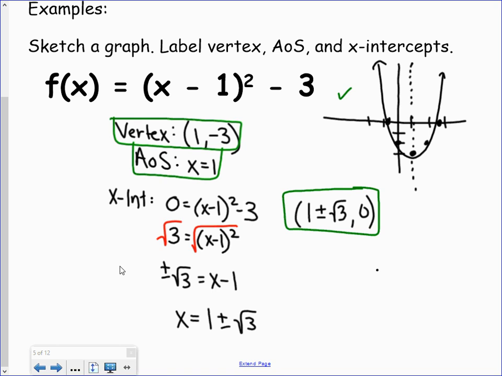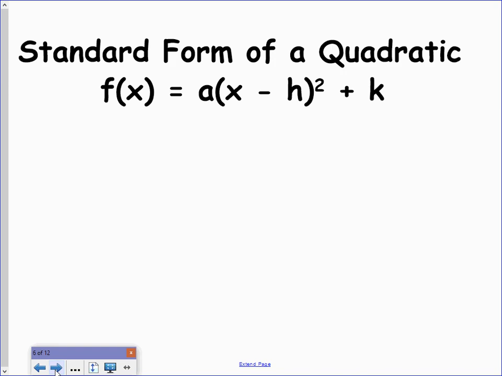Any other questions that I should answer or clarify? Okay, good. So just kind of be aware of what's expected for your homework. It could pop up on the problem set. You'd want to make sure you have all 4 of those things. Okay, now I want to just have you write this down. In Algebra 2, you would have called this form vertex form.